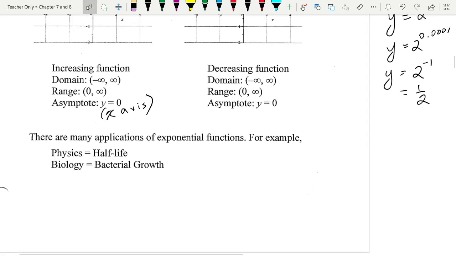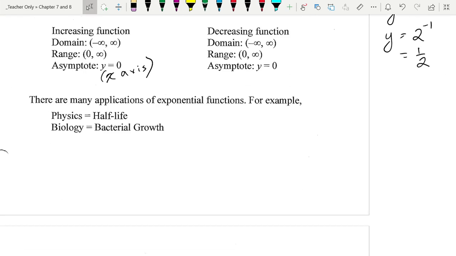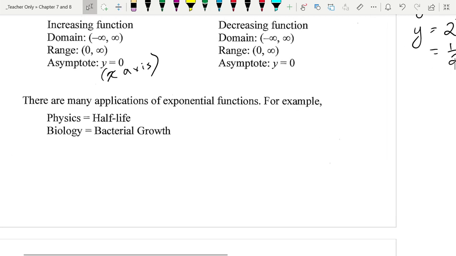All right, and two things that you maybe have already seen already, especially if you're in the AP version of either of these courses, is in physics, radioactive decay follows exponential patterns. And in biology, of course, bacterial growth. So we'll see those types of examples quite a bit. All right, let's do some graphing.